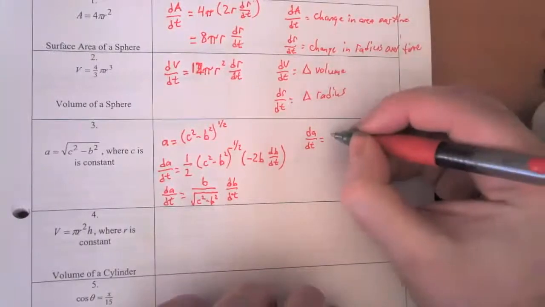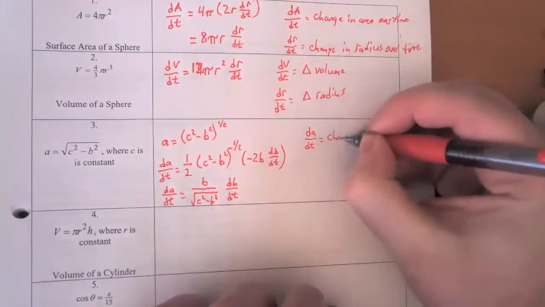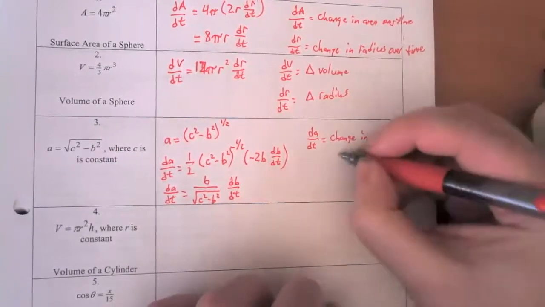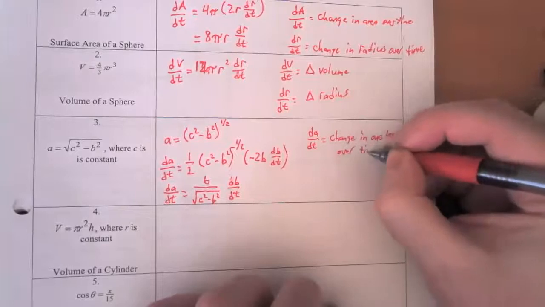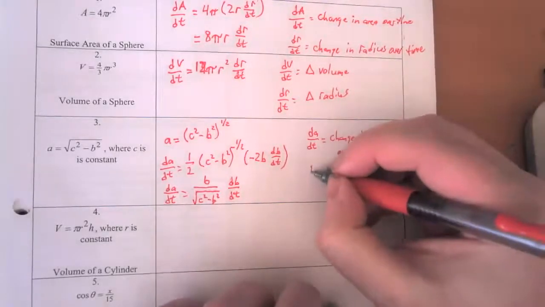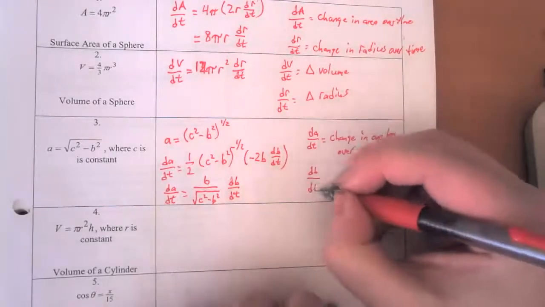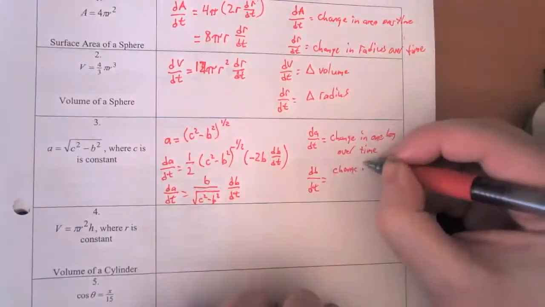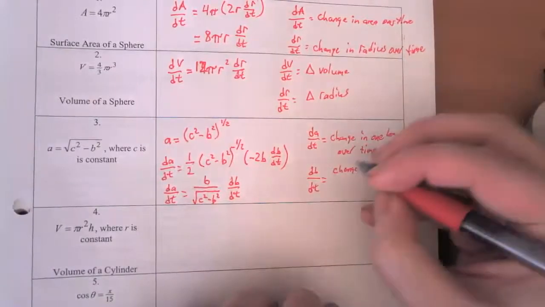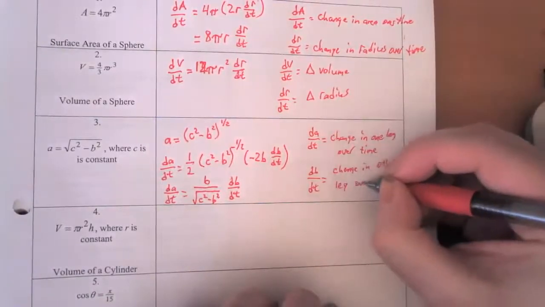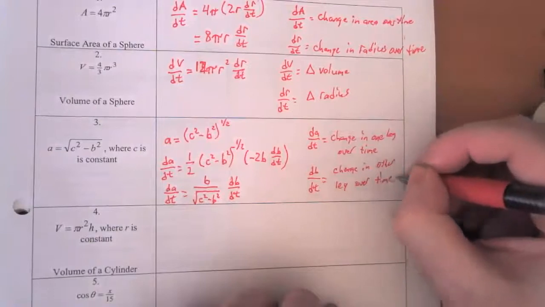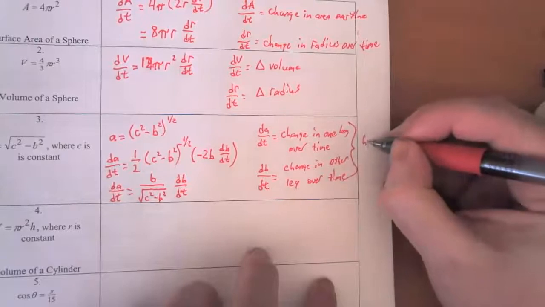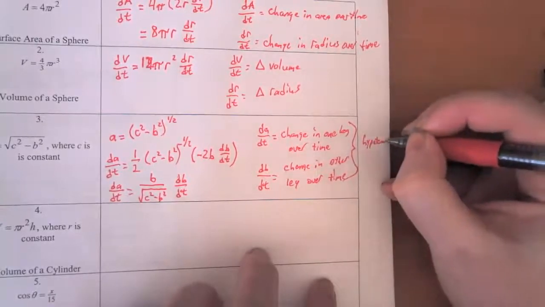So dA dt is the change in one leg over time. This is the last time I'm going to write this down, but I hope you've got the idea. And dB dt is the change in the other leg over time. And both of these are when C is constant, so the hypotenuse is fixed.